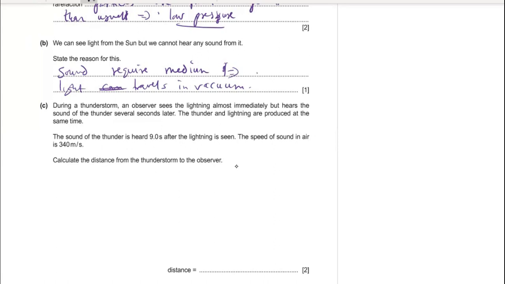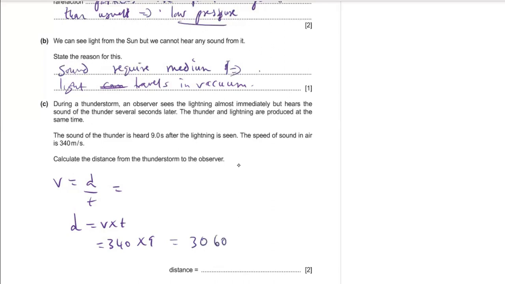During a thunderstorm, an observer sees the lightning almost immediately, but hears the sound of the thunder several seconds later. The thunder and lightning are produced at the same time. The sound of the thunder is heard 9.0 seconds after the light is seen. The speed of sound in air is 340 metres per second. Determine the distance from the thunderstorm to the observer. So we know that speed is given by distance divided by time. We are looking for distance, so distance is speed times time. That is 340 times 9, which is 3060, which is 3,100 meters.